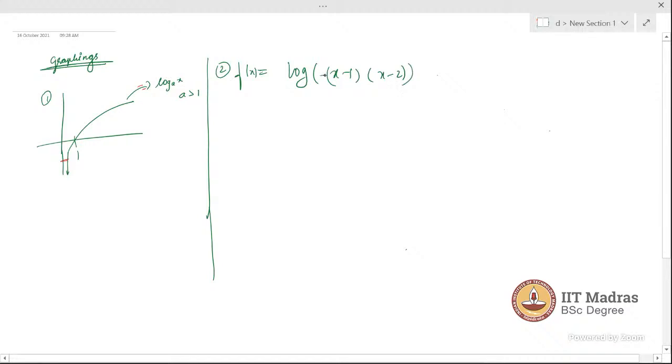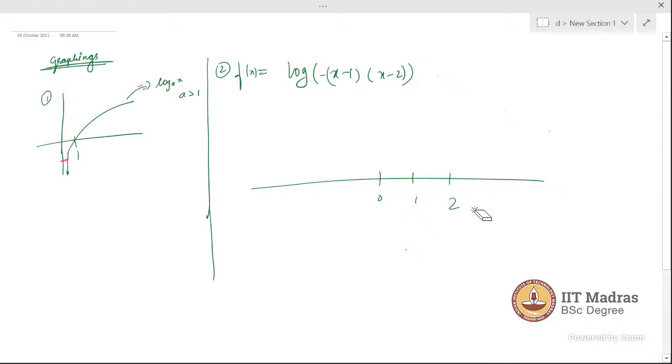So now let's understand this. Log of minus x minus 1 times x minus 2. So how will the graph look for this? Whenever you want to plot this, take this entire thing, whatever is given inside. I'll take an even degree one, and then another complicated one, and then we can discuss that. Okay, so now let's say this is 0, this is 1, this is 2.